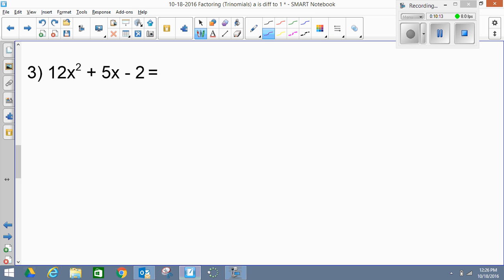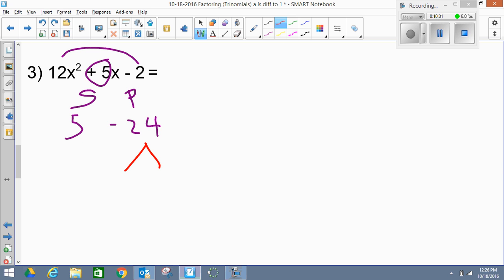How do I start? First times last. 12 times negative 2, and that's going to be my product. 12 times negative 2 is negative 24. The sum is always your middle value, which is 5. So I need two values that you multiply, you get negative 24, but when you add, you get 5.